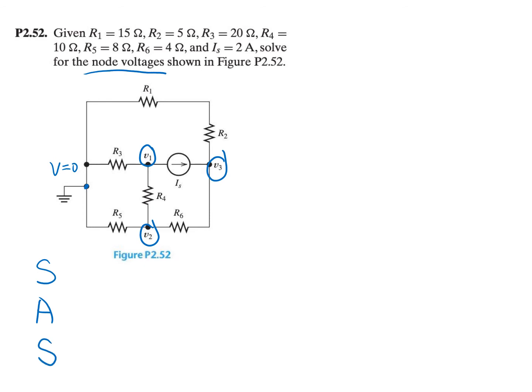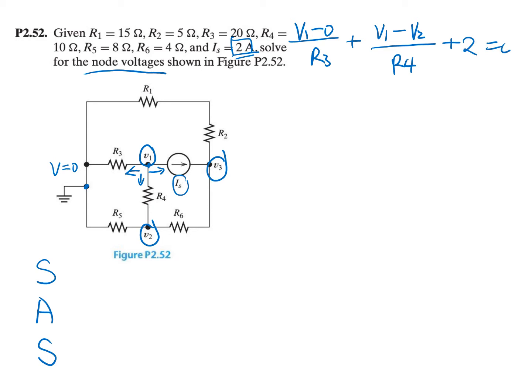Then comes our third step, which is to apply KCL. So similarly, let's first apply KCL to node 1. Assume all the currents flow away from this node. So we have V1 minus 0 divided by R3 plus V1 minus V2 divided by R4, and plus IS. IS equals 2 amp, so we know its value. So plus 2 is equal to 0.